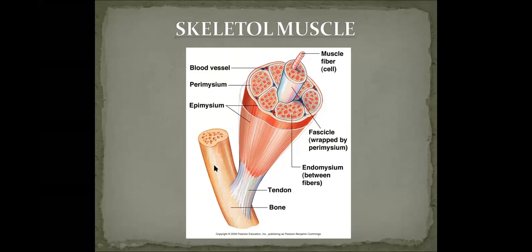Ligaments are the connective tissue that connect one bone with another bone. Tendons are also a type of connective tissue. These tendons join muscle fibers with bones.